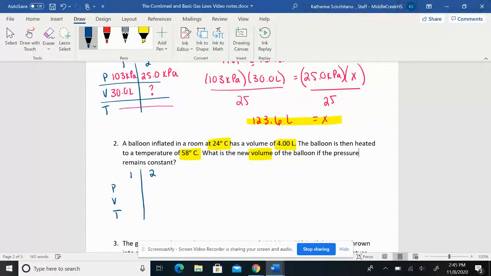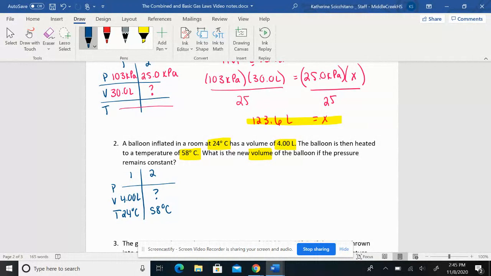So we read that the pressure stayed constant. So I can go ahead and get rid of my pressure unit. It tells me that I'm starting with a volume of 4 liters. And it says, what is the new volume? So that is my unknown. It says that I start at a temperature of 24 degrees Celsius, and I'm heating up my balloon to 58 degrees Celsius. Now, earlier I said that we are only using Kelvin.